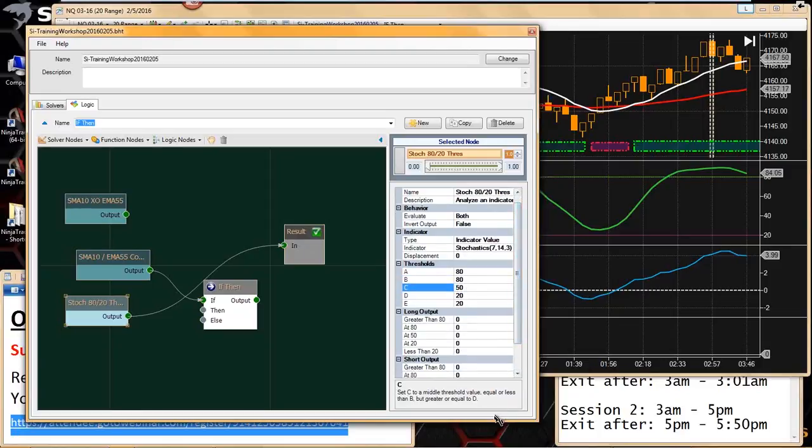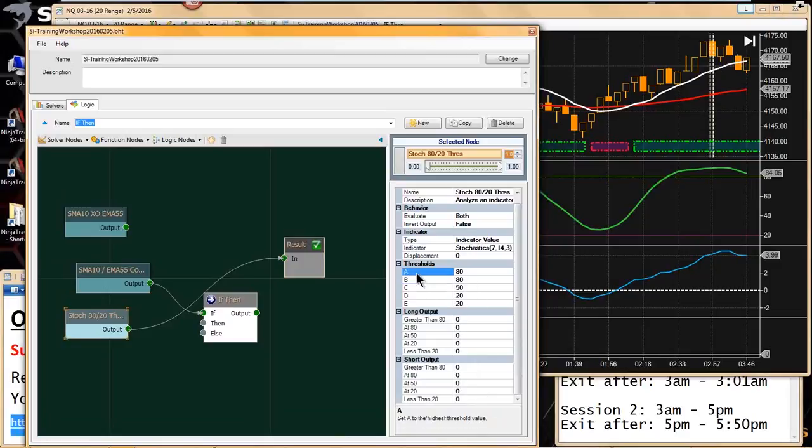As a reminder, when using the threshold solver, you want the threshold levels to be in descending order. They're in descending order right now, which is why there's a 50 there. If I left it at 0, then they're no longer in descending order because 0 is less than 20. So there we go.